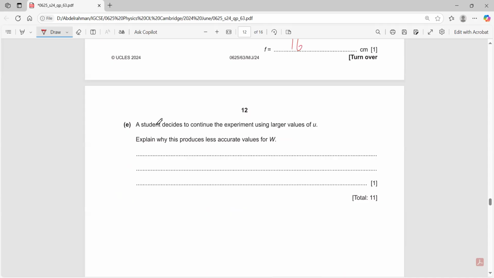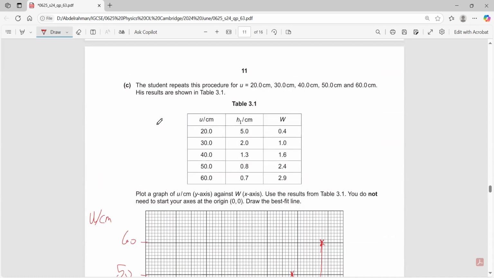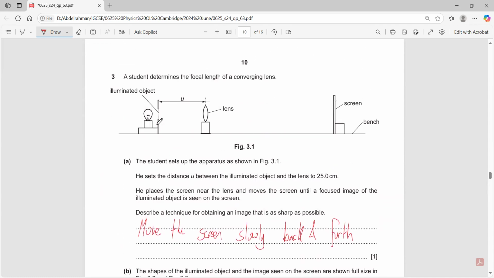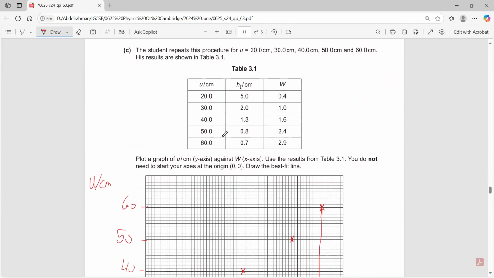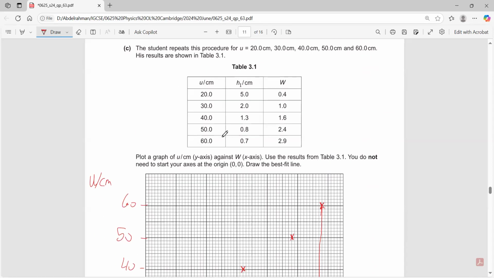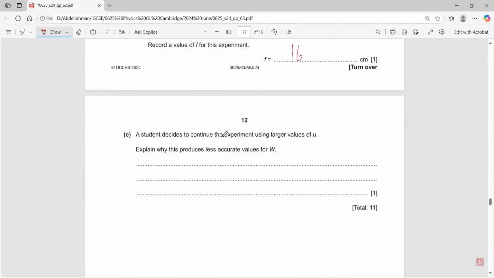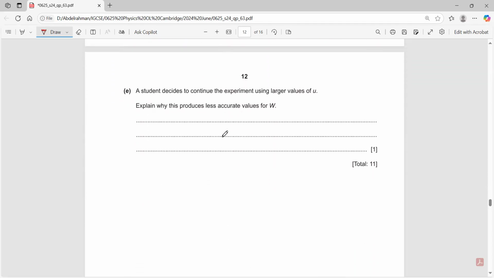So w was the ratio, right? The ratio of the image to the object, or the object to the image, or whatever. If you have larger values of u, what was u? u was the distance between the object and the lens. As you increase the values of u, 20, 30, 40, he now wants to increase these values. What would happen to the image? The image would be smaller.